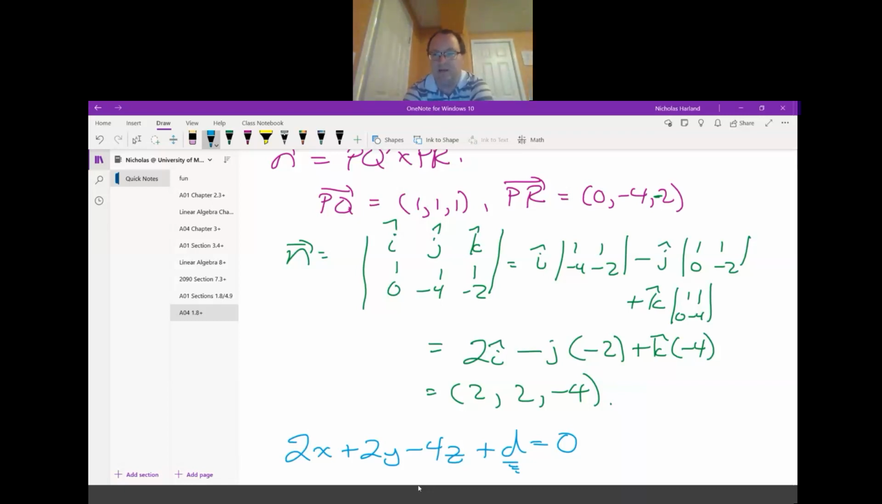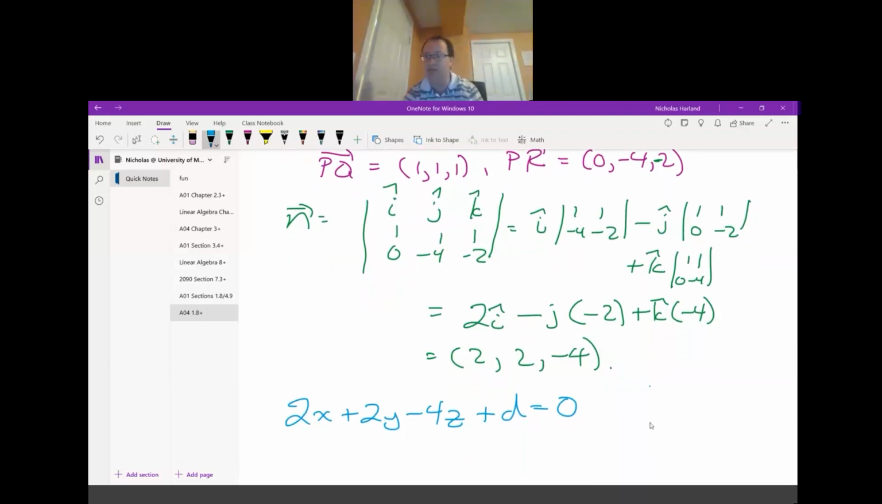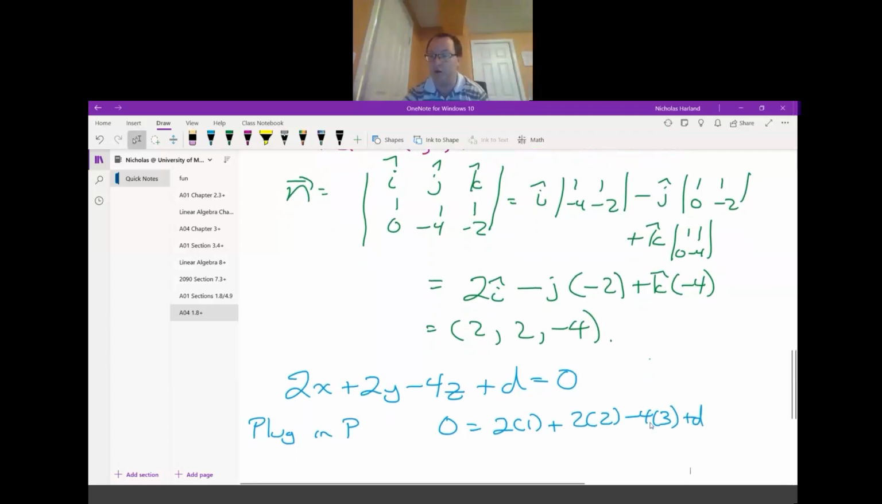How can we find d? Plug in any of our points. So for example, we can plug in p. There's nothing special about p. If you wanted to plug in q or r, we could have done that as well. If we plug in p, we get 0 is equal to 2 times 1 plus 2 times 2 minus 4 times 3. Be careful, a classic mistake here is to plug in 1, 1, 1.